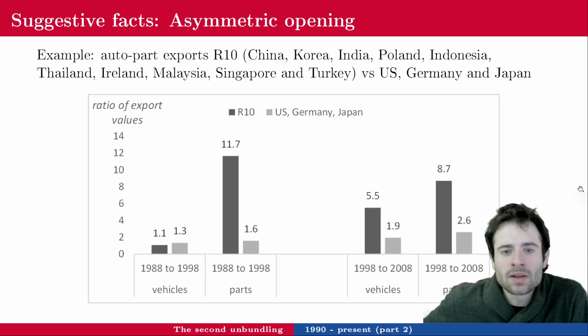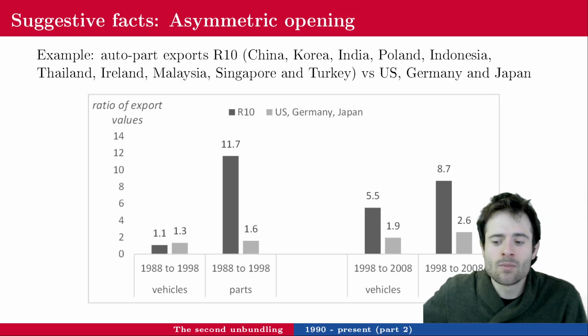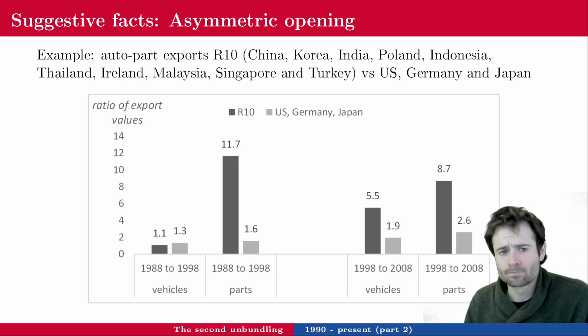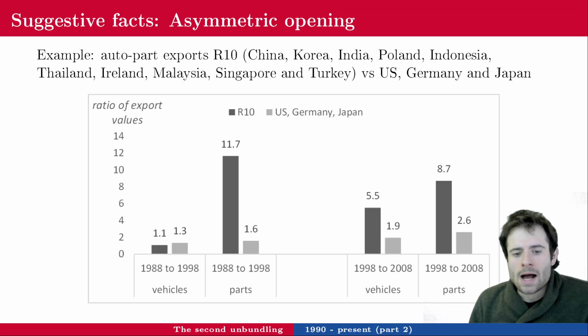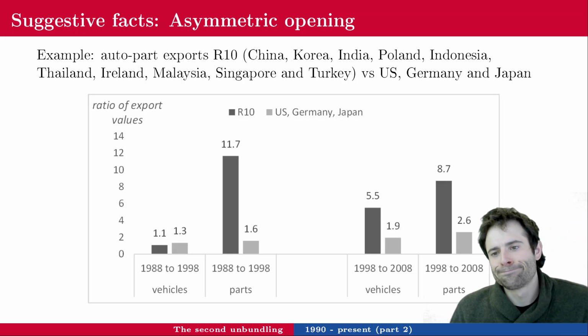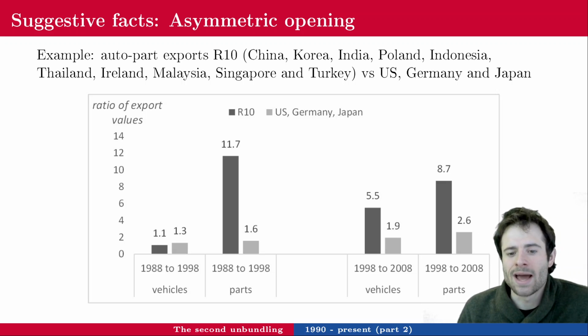So a couple of facts about this asymmetric opening thing. I will go over them quickly because I want to cover everything before the midterm exam. So we can look at auto parts exports in the R10. China, Korea, India, Poland, Indonesia, Thailand, Ireland, Malaysia, Singapore, and Turkey. Versus part of the G7 countries, US, Germany, and Japan. Pretty much the biggest manufacturing exporters in Western countries.